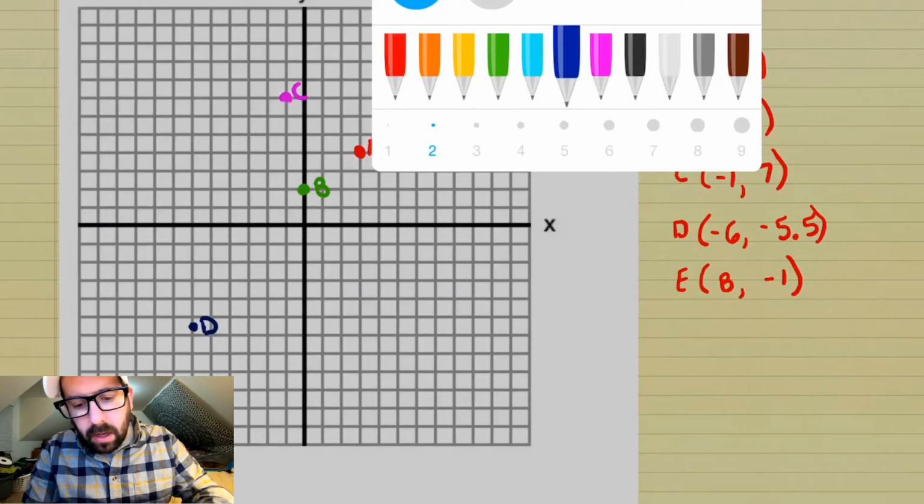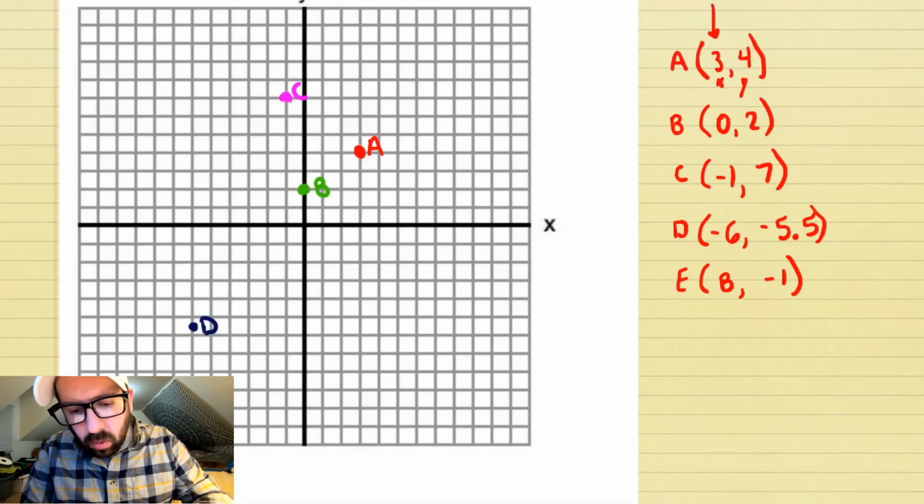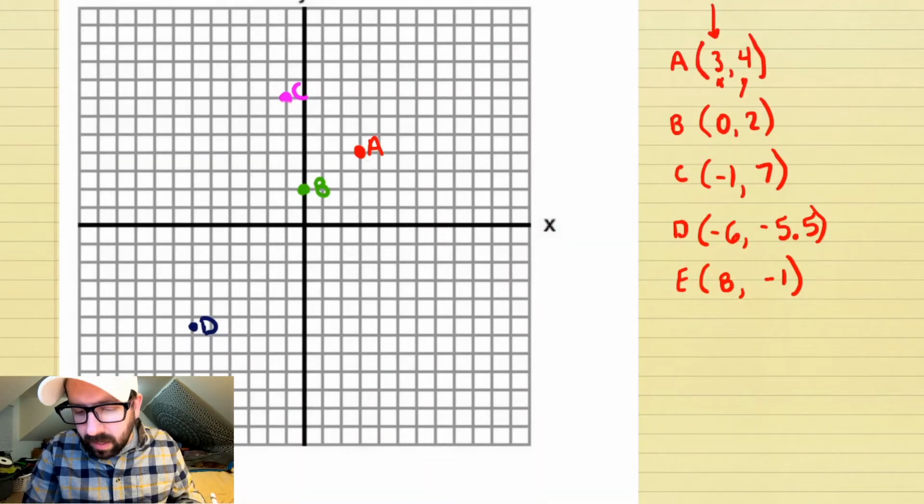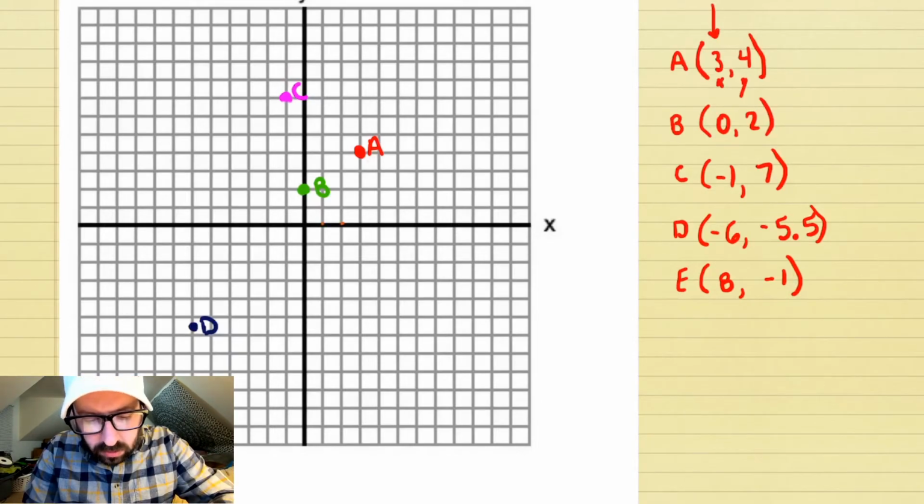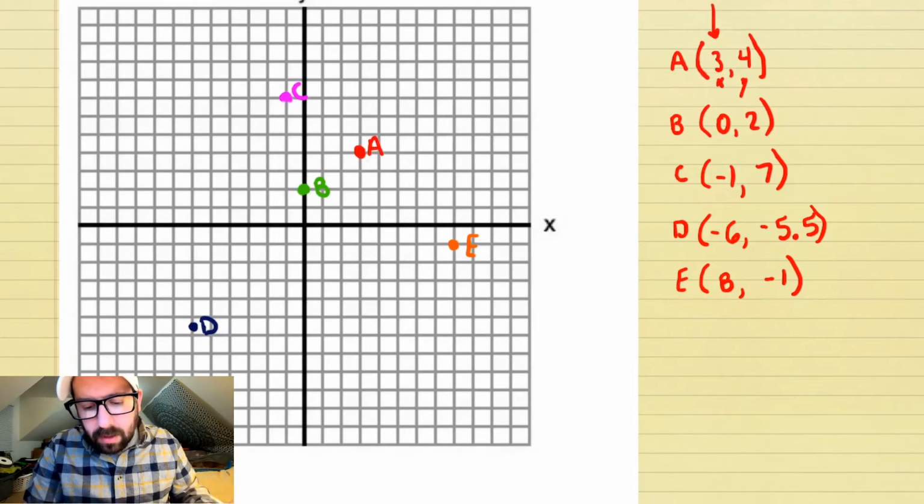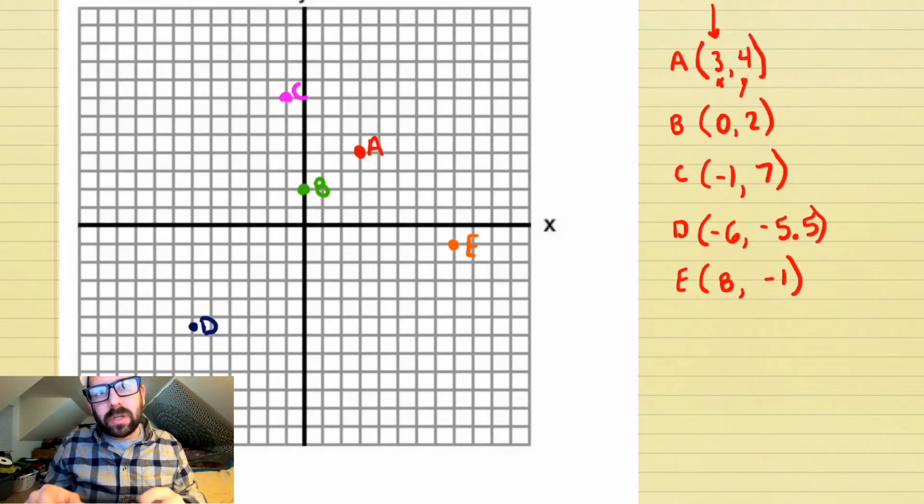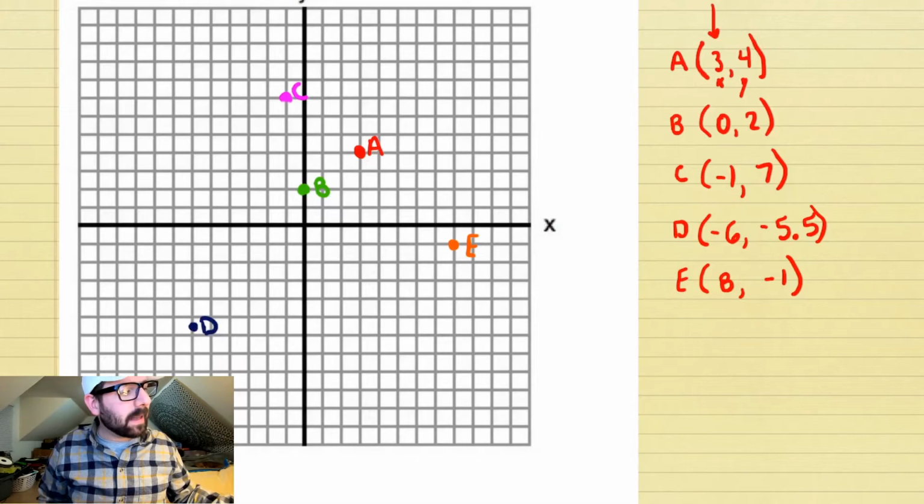So the next one, let me pick a different color here. I'll pick orange. All right, so the last one here that we have, letter E, we're going over 8. So this is a positive 8, so we're going to the right 8. So 1, 2, 3, 4, 5, 6, 7, 8. And then we're going down -1. And there's letter E. All right, now, again, it's right and left first, up and down second. That's kind of the idea that I want to get.